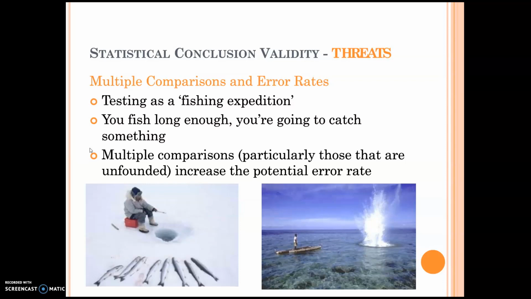And the problem with multiple comparisons is that it increases or compounds the potential error rate. So every test you conduct, even if you have a 5% error rate, if you conduct 10 tests, you now have 10 tests that each have a 5% error rate. So at that point, you're really dealing with more of a 50% error rate. This is one of the threats to your conclusions.